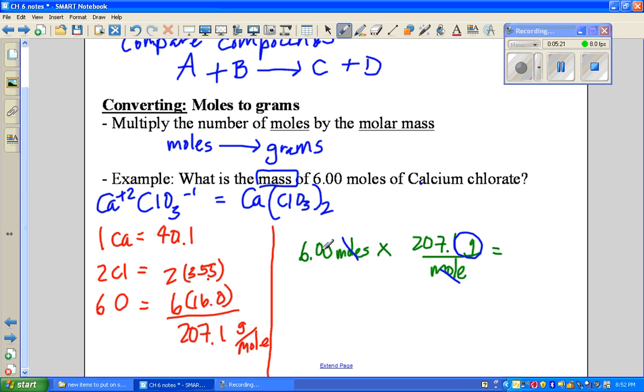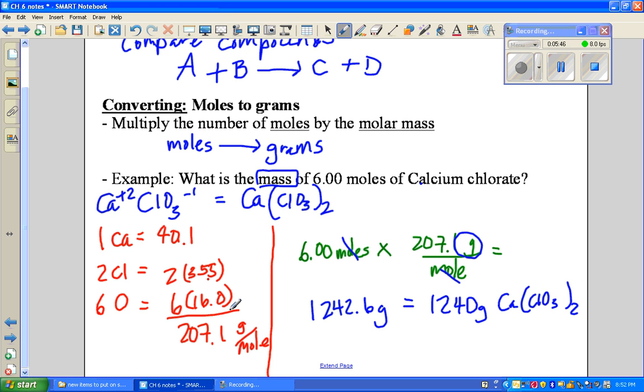I have 3 significant figures here. I have 4 significant figures here. When I multiply this out, I hope that you are looking at 1,242.6 grams. And to round that to 3 significant figures, I should get 1,240 grams of my calcium chlorate. Okay, and that's it. That's all you have to do.